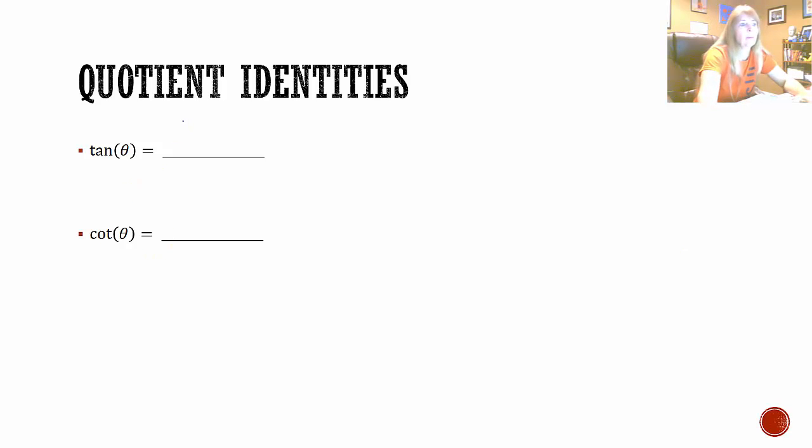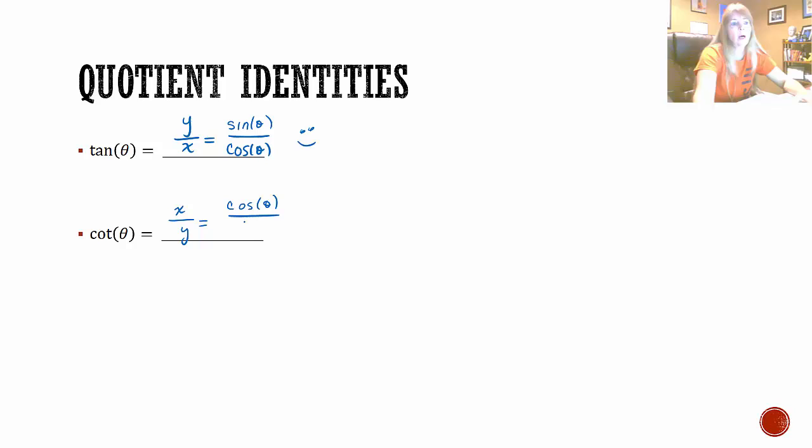So let's go back and remember that the tangent is y over x. But remember, y is the sine, and x is cosine. A very good one to remember that you will use a lot is that the tangent is the same as sine over cosine. Same thing here, my cotangent is x over y. My x is my cosine, and my y is my sine. These are called identities because they're identical. All right, what do we have going on next here?